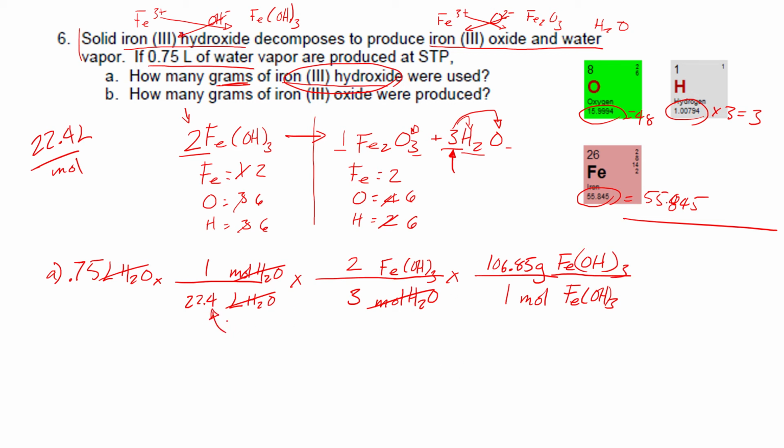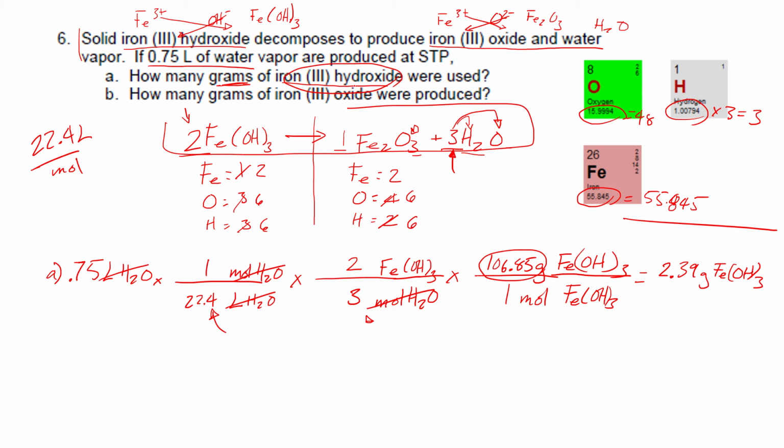Now let's make sure we know what we did here. Here we use this because it's at STP. Here we use the balanced equation. And here we use the molar mass. A lot of skills coming together to do gas stoich, right? So let's get through this. So it's 0.75 divided by 22.4 times 2 divided by 3 times 106.85, and I got 2.39 grams of FeOH3.